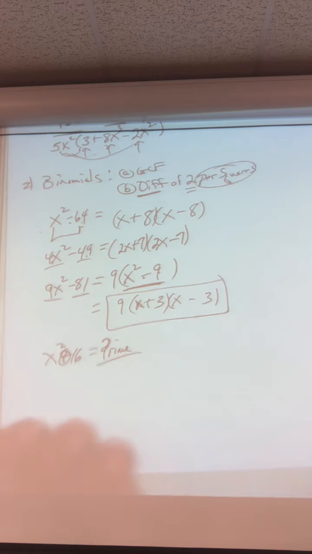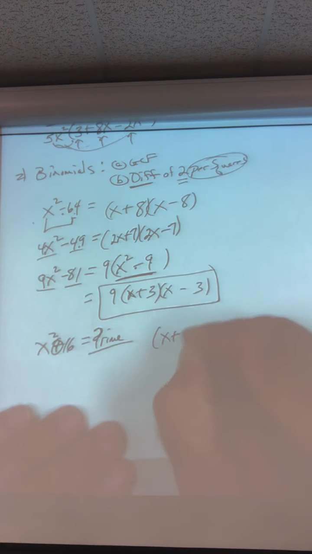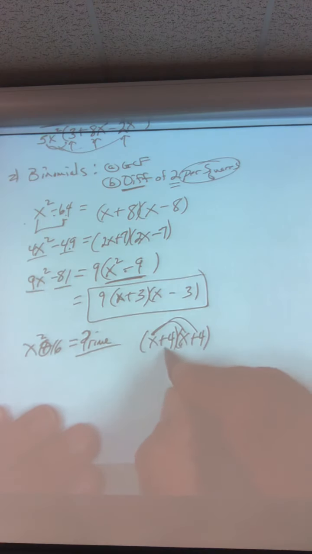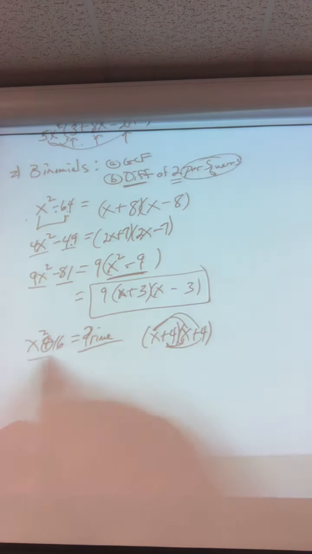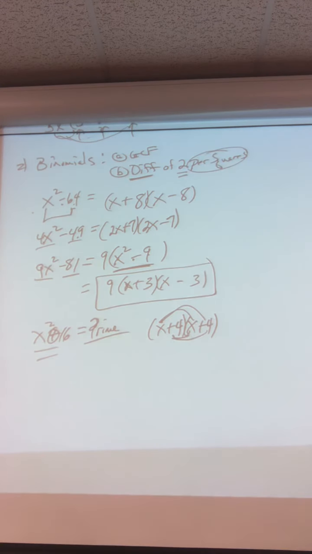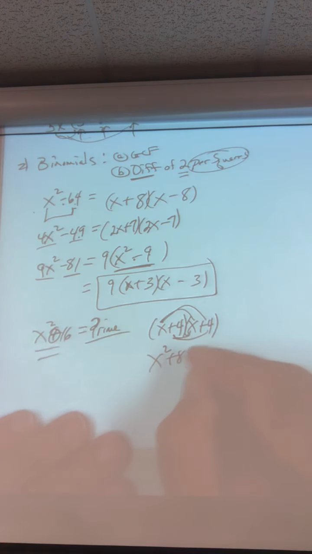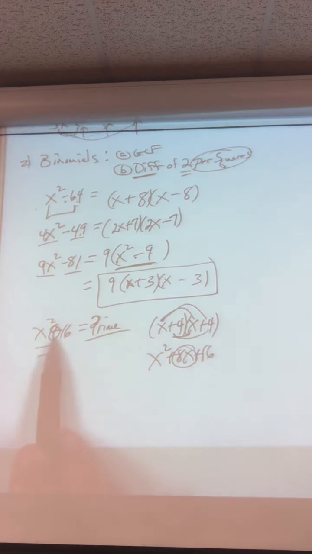Now, don't write this down. But if I had a penny for every time I've seen algebra students factor that way: x plus 4, x plus 4. If you FOIL this out, you will not get x squared plus 16. If you FOIL it out properly, you will get x squared plus 8x plus 16. You get a middle term. That's why it has to be the difference of two perfect squares.